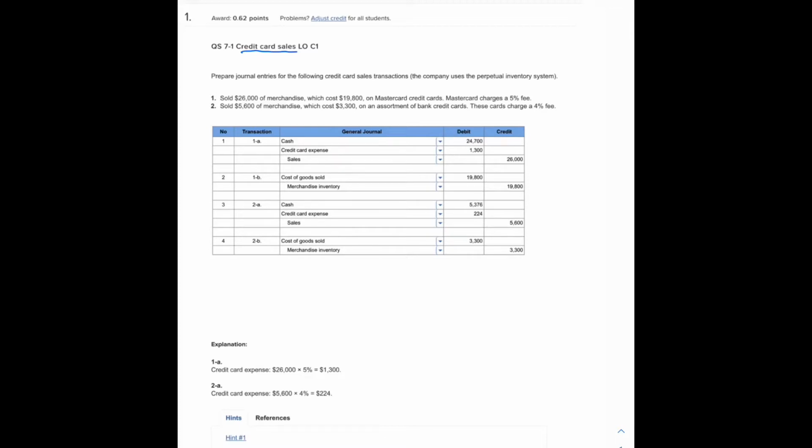So in this question, it tells us we want to prepare the journal entries for the following sales transactions on the credit cards. So the first one tells me that we sold $26,000 worth of merchandise, which had a cost of $19,800 on MasterCard credit cards. And MasterCard charges a 5% fee. So when we do this journal entry, we know we're going to have two journal entries. The first journal entry, we're going to record the sales revenue. So we're going to record the revenue related to this.